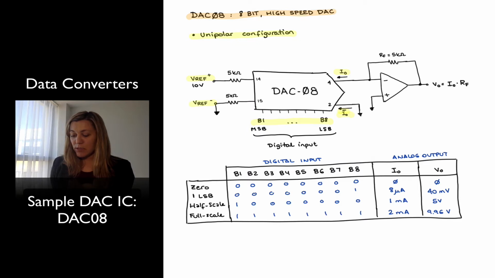And since it is a current DAC, since it provides an output current, in order to get an output voltage in this particular configuration, the output current I-out is being fed into a transconductance amplifier to convert it into a voltage with a feedback resistor of 5 kilo ohms, in order to get an output voltage, which as given by the datasheet is equal to V-out equal to I-out times RF.